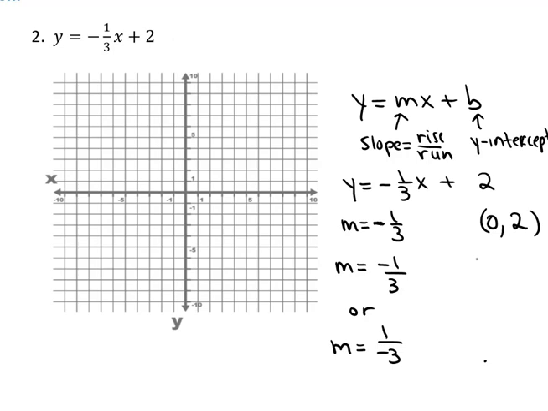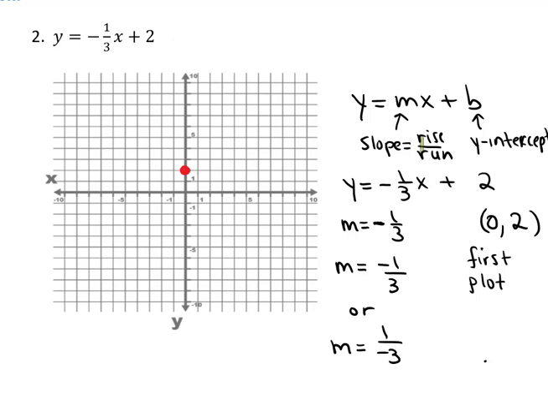So we're going to begin by plotting the y-intercept. So 0, 2, we simply don't go any units right or left. We just go 2 units up. And then from this point, which is the y-intercept, we're going to use the slope.